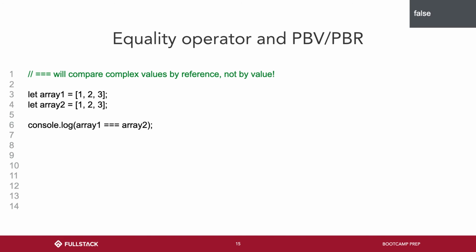So, the triple equal sign will compare complex values by reference and not by value. So you probably have always been confused as to why an empty array or empty object is not triple equals to another empty object. It's because those are two different objects. They live in different places. Okay? These have different references. They live in different places in memory. So they can't be equal, because it compares their reference. They're different entities. They're not just a value of 5, okay? These are more complex. They hold values, okay?